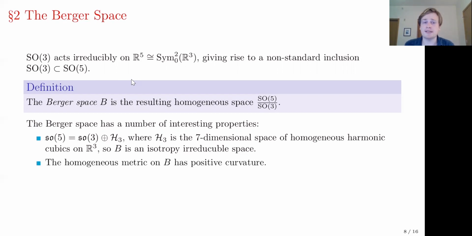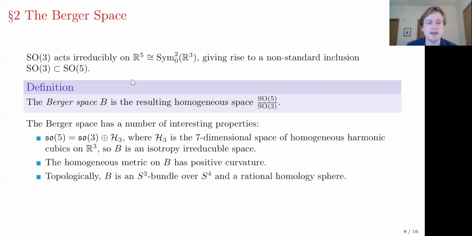Another interesting property is the homogeneous metric on B. Isotropy irreducible spaces have, up to scaling, a unique homogeneous metric. And this homogeneous metric on B has positive curvature. I think the first appearance of the space B was in a paper by Berger, where he was looking towards the classification of homogeneous metrics with positive curvature, and this space appears here. And again, there aren't that many homogeneous spaces with positive curvature, so B also appears on this list of spaces. It's interesting.